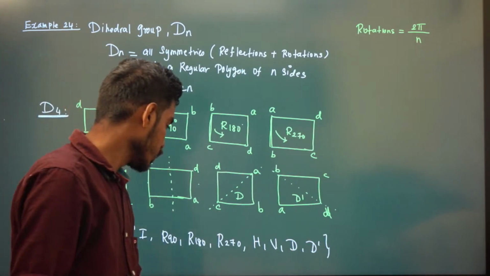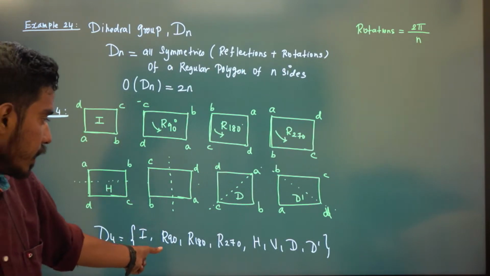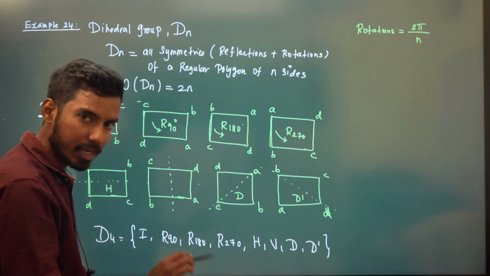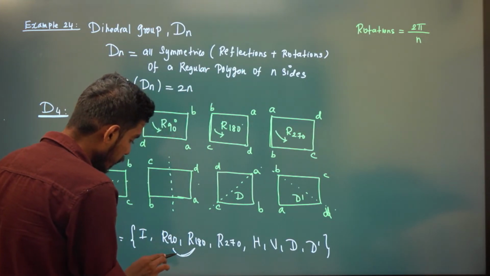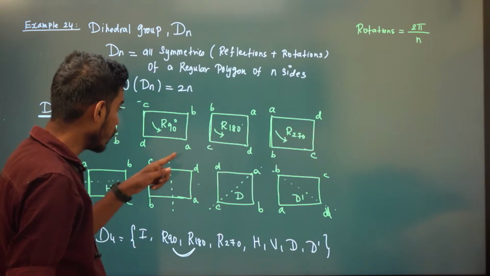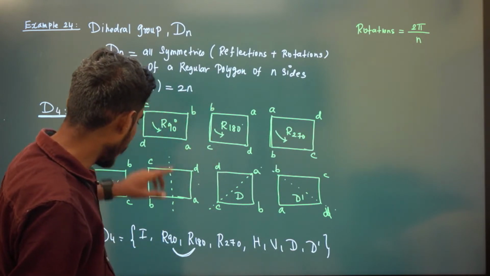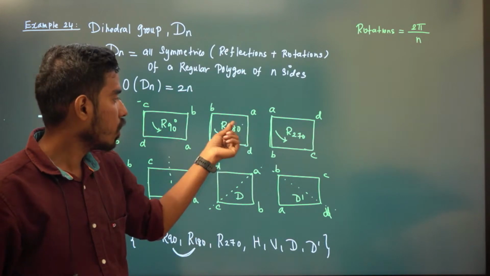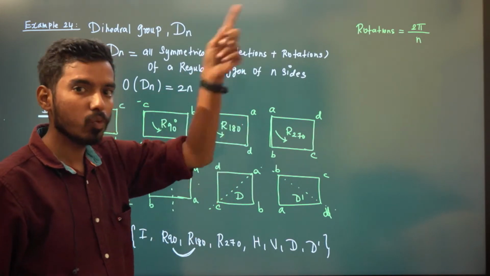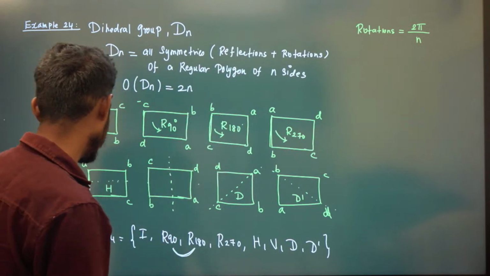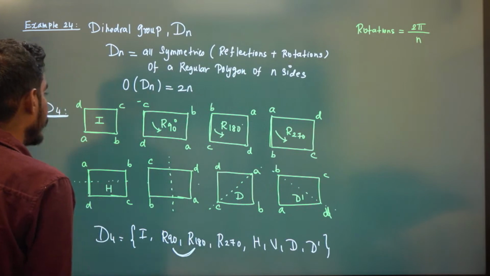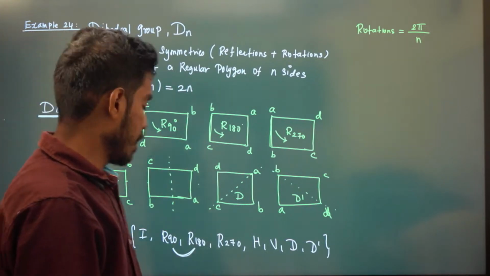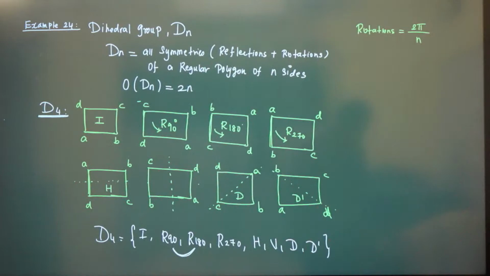It will form a group. In the diagram, if you want to perform the same operation, composition only, how do you perform R90 into R180? Already you have R90, right? R180. You need to rotate R90 with 180. You need to do like that, right? This will form a group. Again, it is not abelian, only a group. So similarly, you can do for D3 and D4 also.